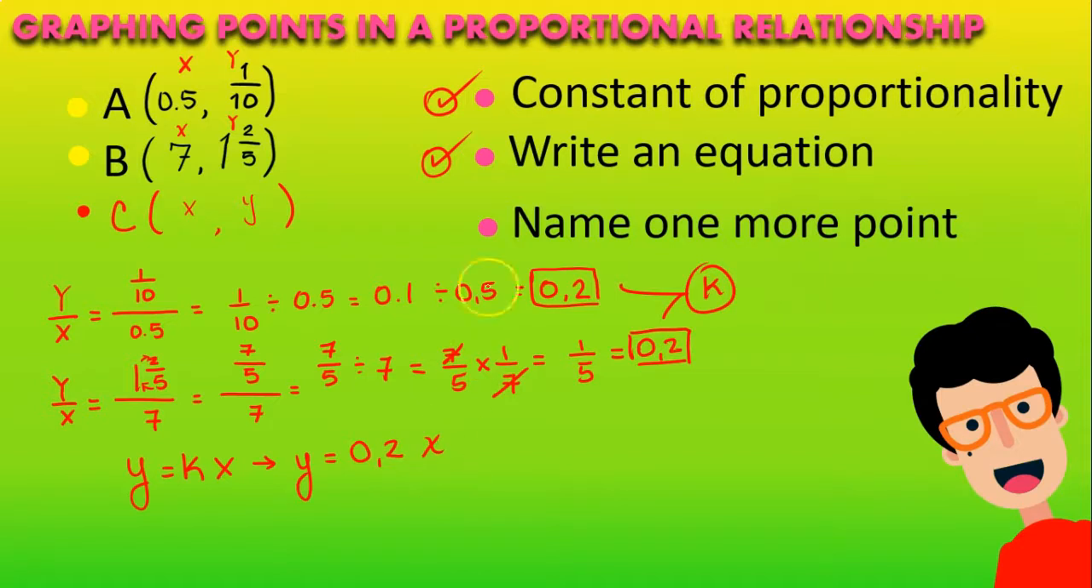What about point C? They're asking us to name one more point. Now, choose the value of x that you want to graph. You can actually choose any value. Let's say we're choosing x equal to 10. In order to find the value for y, we do 0.2 times 10, and 0.2 times 10 is equal to 2. So for an x of 10, y is going to be 2. So our other point C is going to be (10, 2).